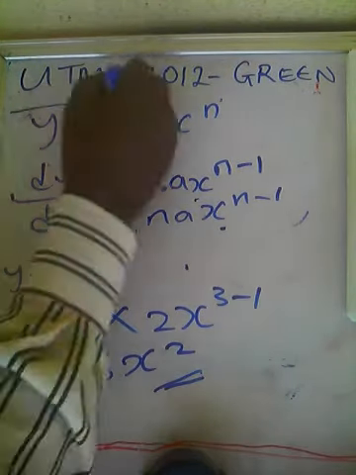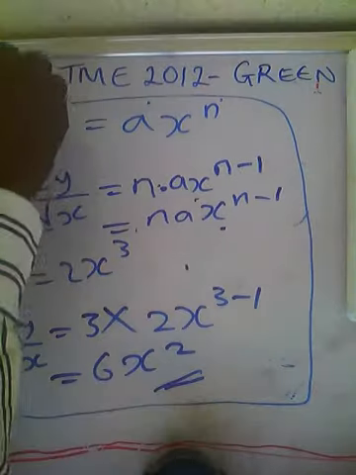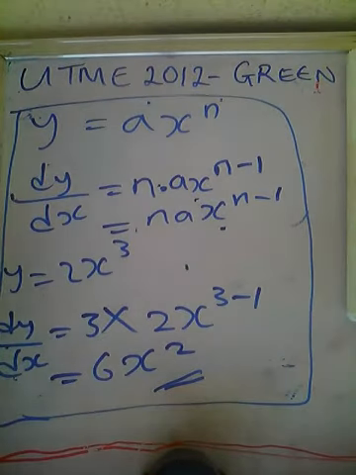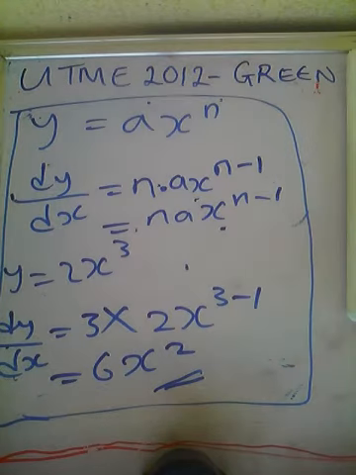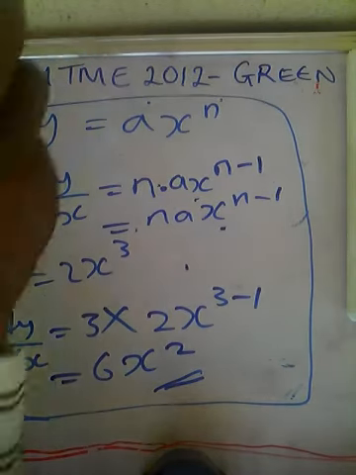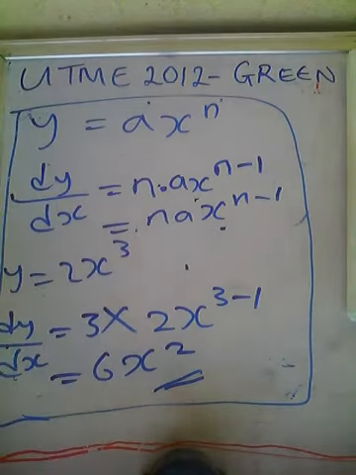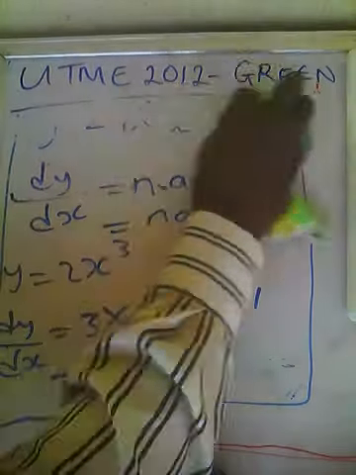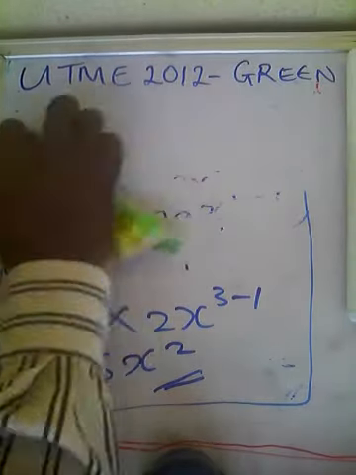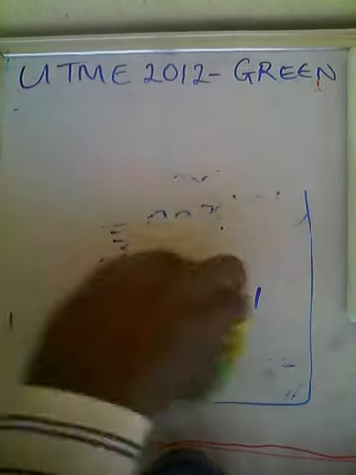So this is the law, the method, the rule that we applied to solve number 37 of the UTME 2012 paper green. Now let's go forward and solve the second question of that same year. Let's see what we get, we don't have much time again.